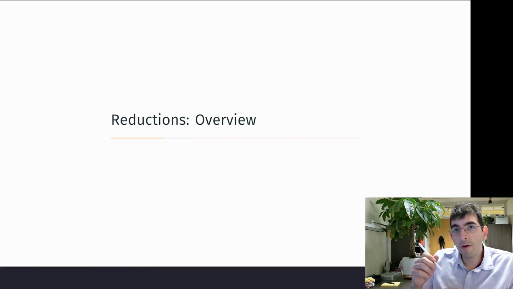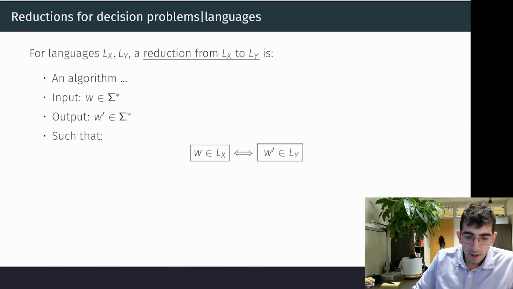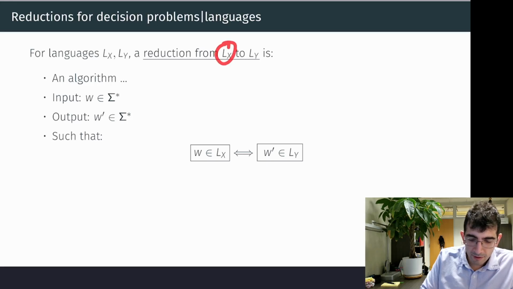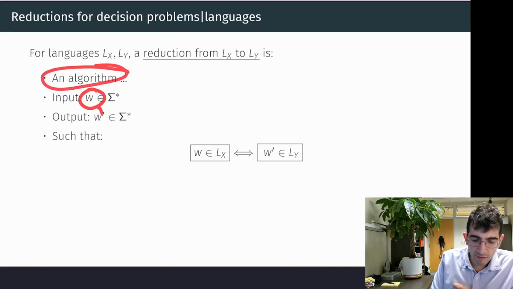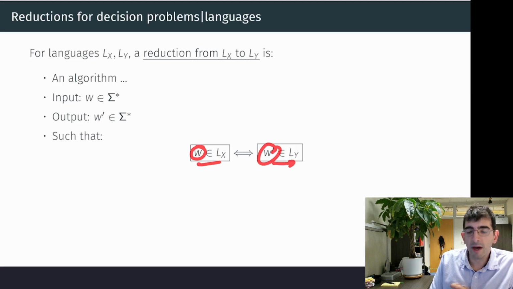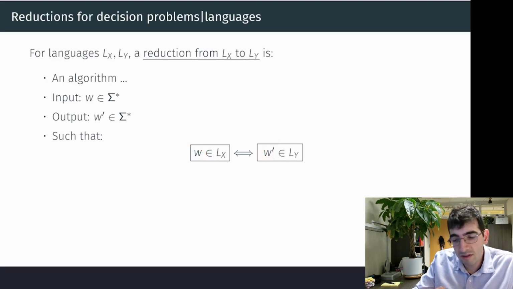Okay, so let's talk now about reductions. A reduction between a language LX to LY is simply an algorithm such that if W is in LX, then W prime is in LY. It's an algorithm that changes an instance of problem X into an instance of problem Y through some means. It just encodes W into W prime, so that if W is in LX, then W prime will be in LY. And if W is not in LX, then W prime would not be in LY. Okay, so that's what a reduction is with languages.